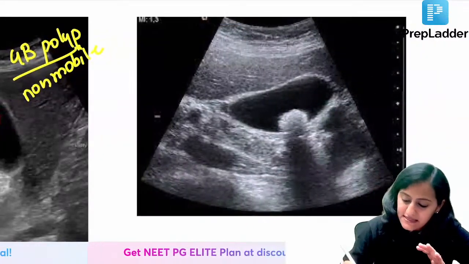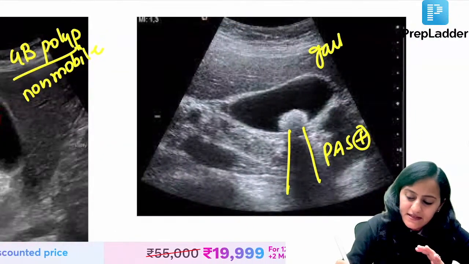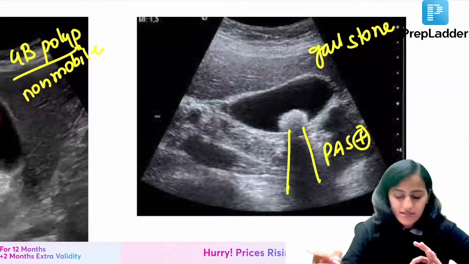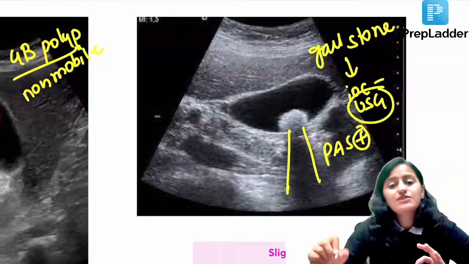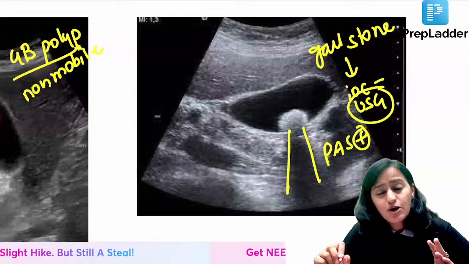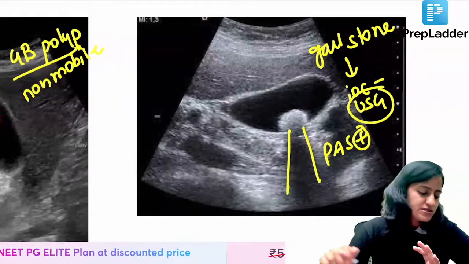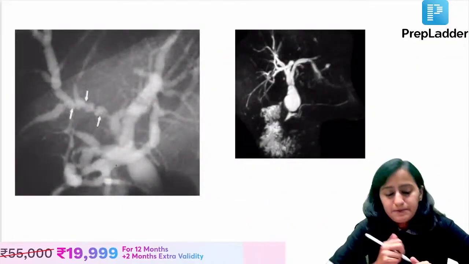And when you are seeing posterior acoustic shadowing present, this is the gallstone. Okay, posterior acoustic shadowing present, this is gallstone. What is the investigation of choice for gallstone? It is ultrasound. Okay, investigation of choice for gallstone is ultrasound, because generally gallstones are non-calcified. Okay, gallstones are not calcified. Correct. Going to the next one.